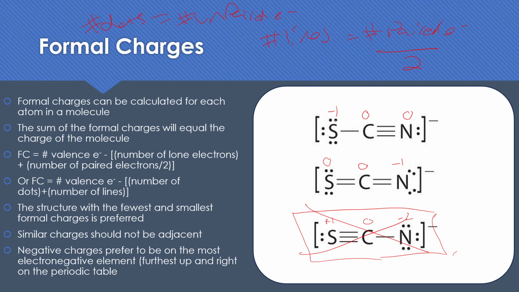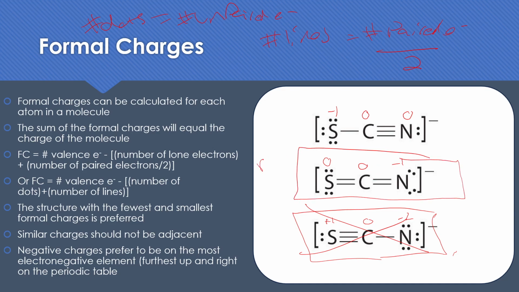Then we have to decide between these, which look very similar, right? You have 0, 0, minus 1, 0, 0, minus 1, so they're practically the same. So then you say that negative charges should be on the most electronegative element. So which one's more electronegative? You look at the periodic table. Nitrogen is higher up than sulfur, so nitrogen is going to be more electronegative, so it's better to have the negative ion on nitrogen. So this is the preferred.